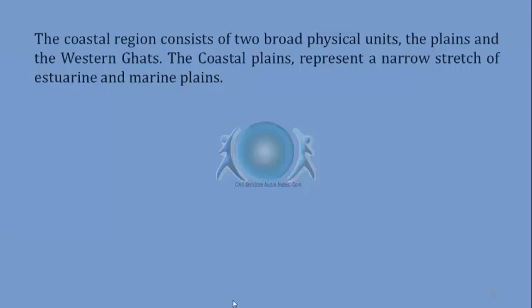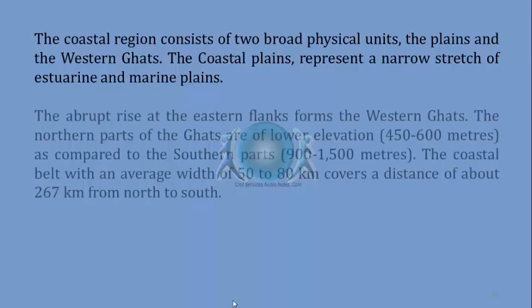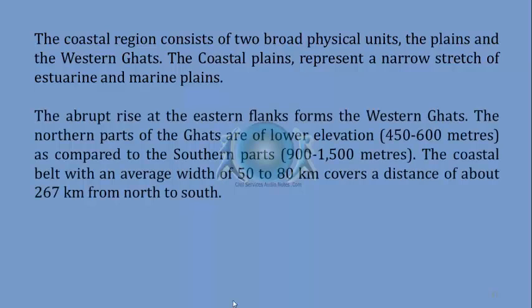The coastal region consists of two broad physical units, the plains and the Western Ghats. The coastal plains represent a narrow stretch of estuarine and marine plains. The abrupt rise at the eastern flanks forms the Western Ghats. The northern parts of the Ghats are of lower elevation, that is 450 to 600 meters, as compared to the southern parts, which is 900 to 1500 meters.